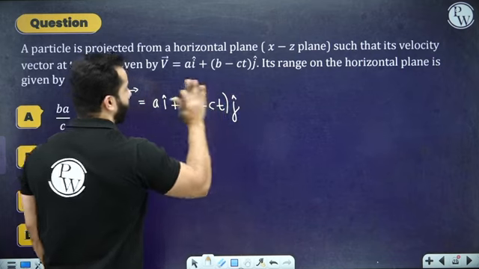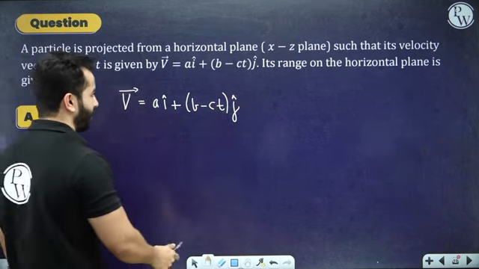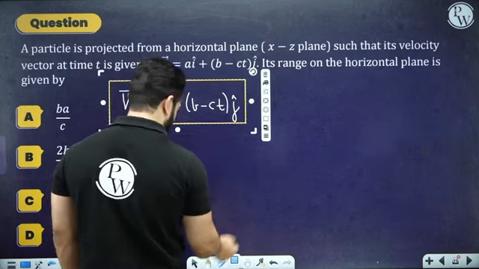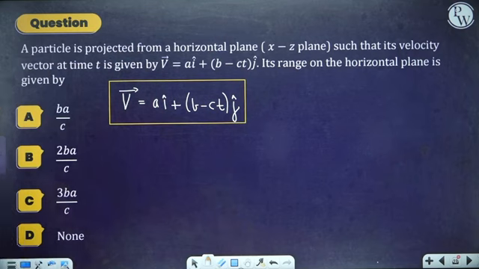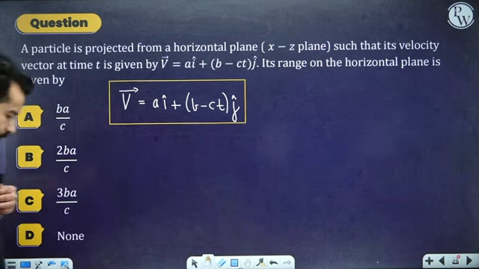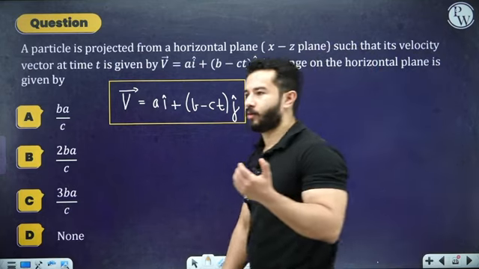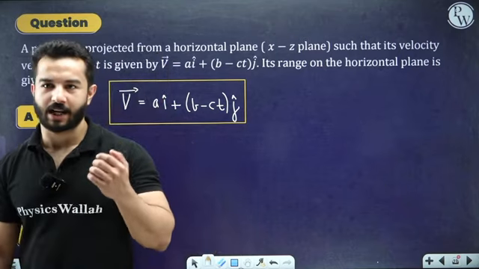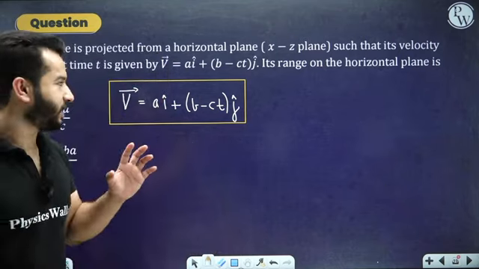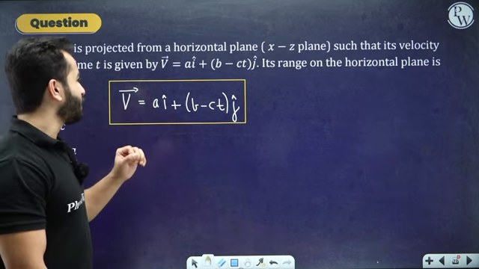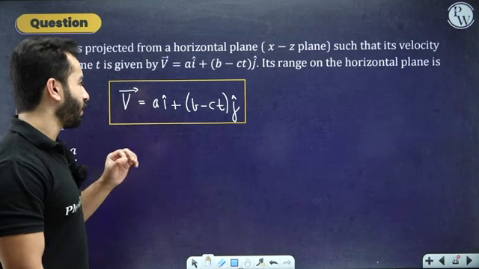Now I want you to really do it. This is an xz plane, and you have to find out the range of this particle. Pause the video, solve it, and then after you have solved it, I'll solve it. Now let's see. Okay, we don't have an acceleration, although we can find out acceleration over here as well. And let's not worry that, okay, this is an XYZ plane, how we are going to find out the range.